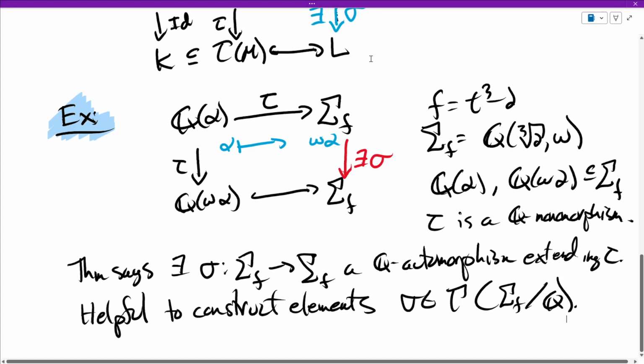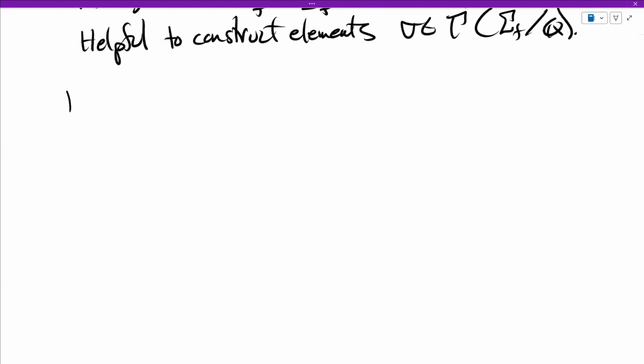We constructed a sigma by doing nothing. And what do we know about the sigma? We know the sigma sends alpha to omega alpha. This is great. This is fantastic. So that's an example of how it's useful. Let's prove the theorem real quick.